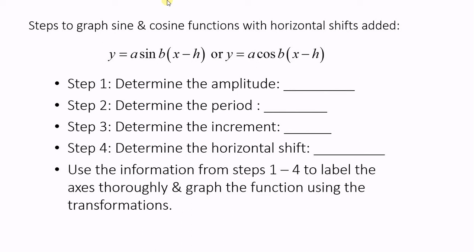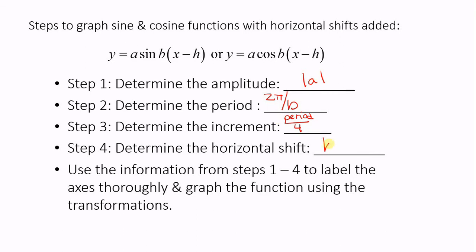The amplitude, of course, is still the absolute value of A. That's what we've been working on for a while already. Your period is 2 pi divided by B. Your increment is your period divided by 4. Now, determining the horizontal shift. Your horizontal shift is going to be the opposite of H.